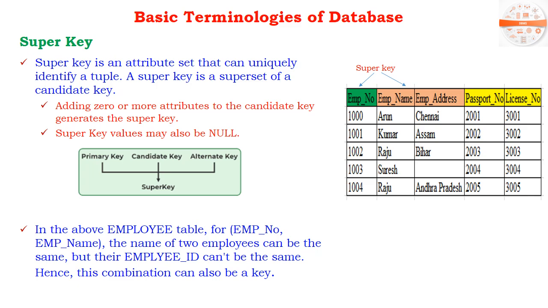For example, here the primary key, candidate key, and the alternate key are a subset of the super key. Sometimes we will take employee number and employee name as a super key in order to identify the records.